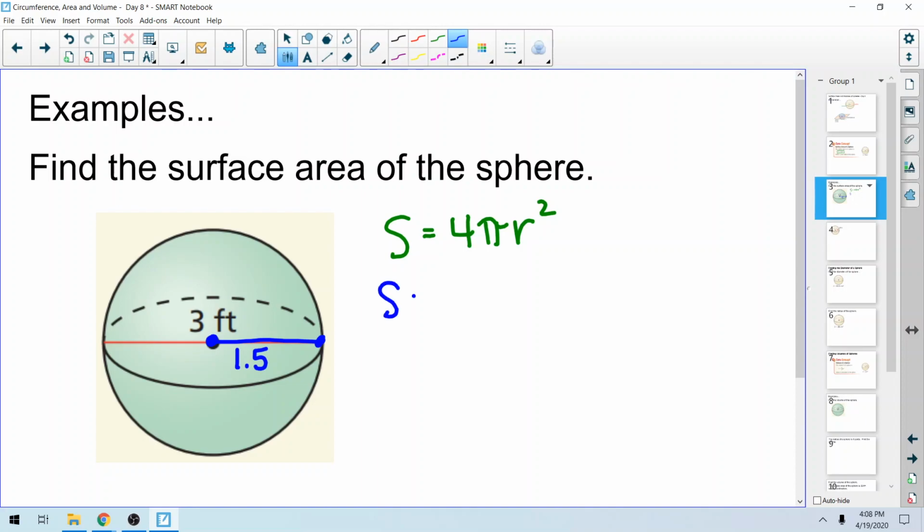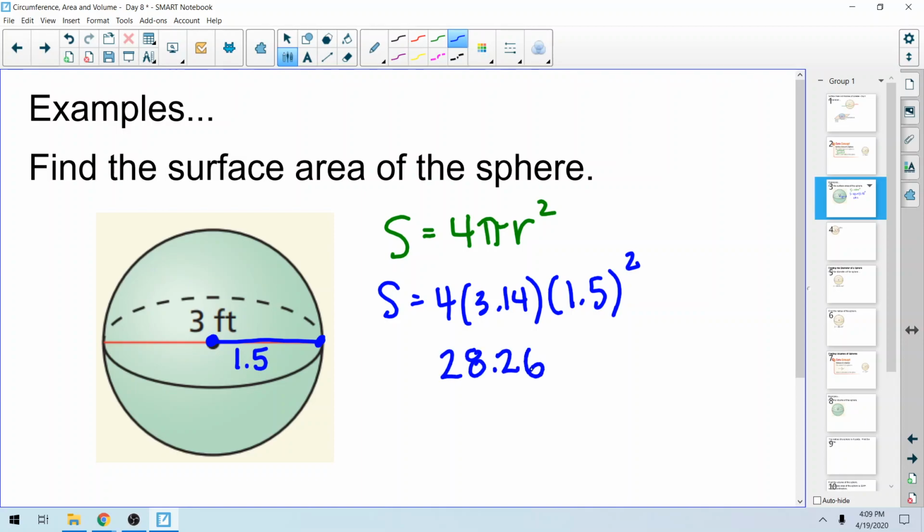So surface area is 4 pi times 1.5 squared. So grab your calculator. 4 times 3.14 times 1.5 squared. And I'm getting 28.26. And then we're dealing with feet, and this is squared, because we're dealing with surface area, and you're done.